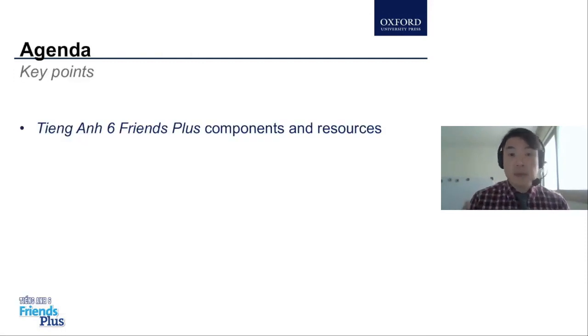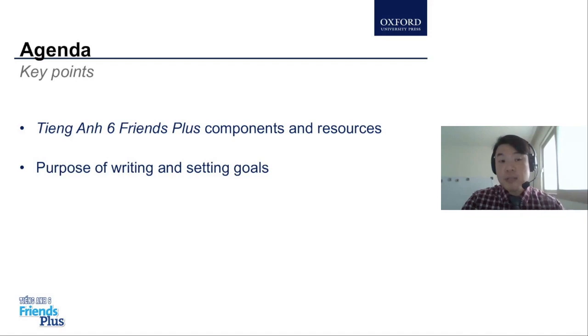And I want to make sure that for us to be successful in those 2 areas, that we break down our session with our key points. So what I want to do now is I want to go over what we're going to be discussing with our agenda. And of course, we're going to start off by, once again, looking at the Tian-An 6 Friends Plus components and resources. We also want to make sure that we focus on allowing our students to know the purpose of writing and how teachers can set proper goals.